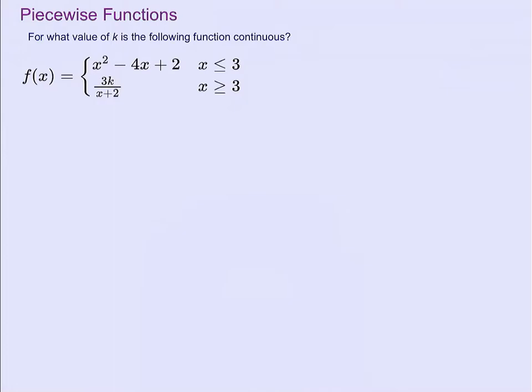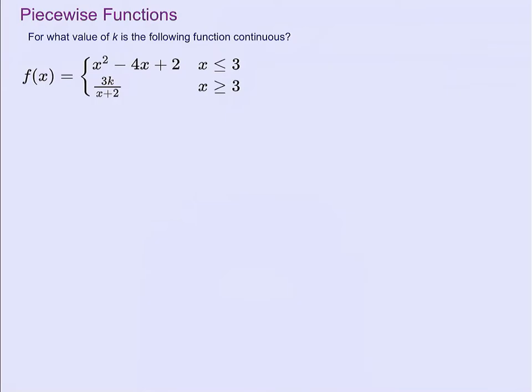A very common question when it comes to continuity is to find the value of a constant, and usually we use the letter k, that makes a piecewise function continuous. So what we're going to do is check the values where the function changes from one function rule to another and see what we need k to be in order for the limit from one side to equal the limit from the other. Let's see this in writing, it'll make a lot more sense.